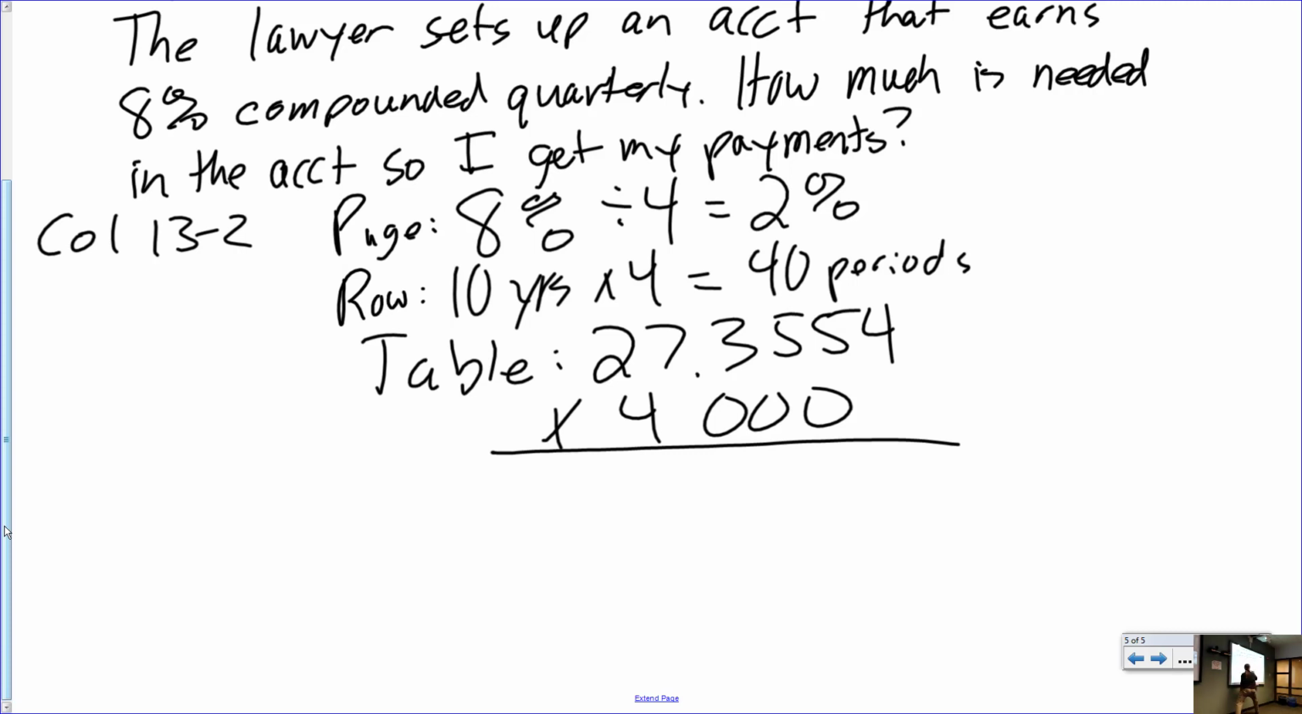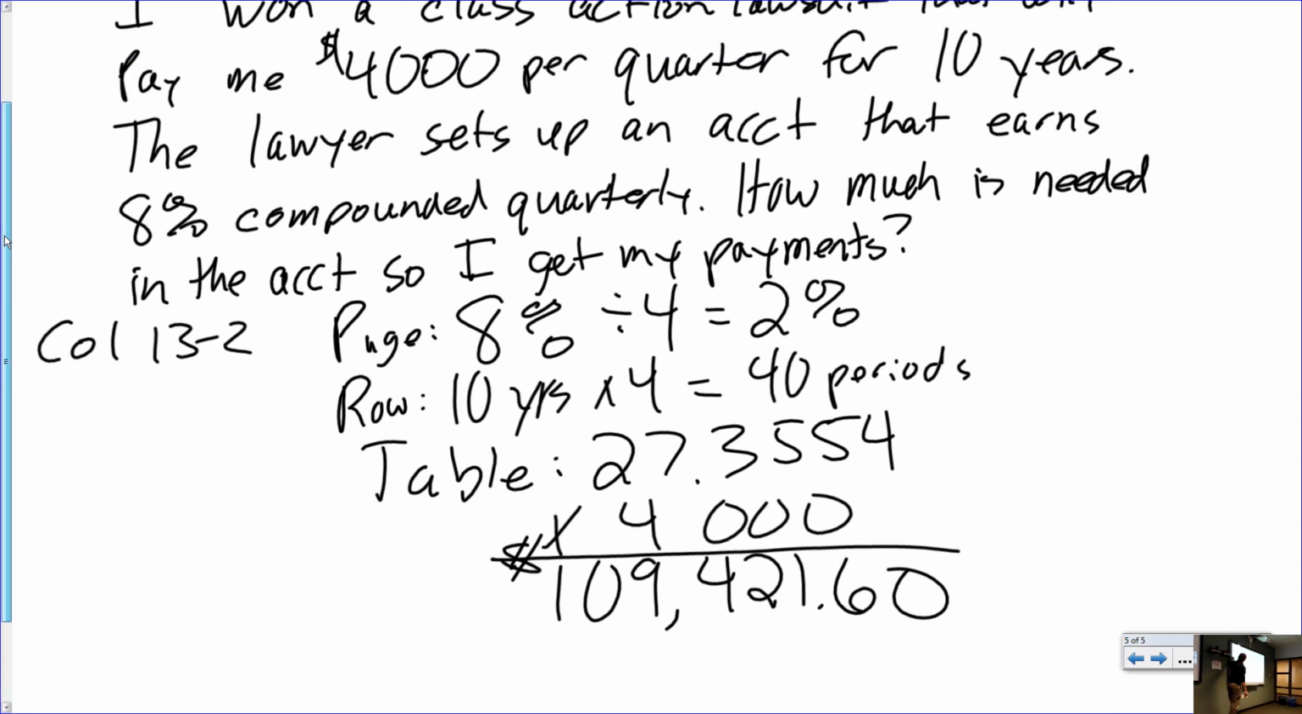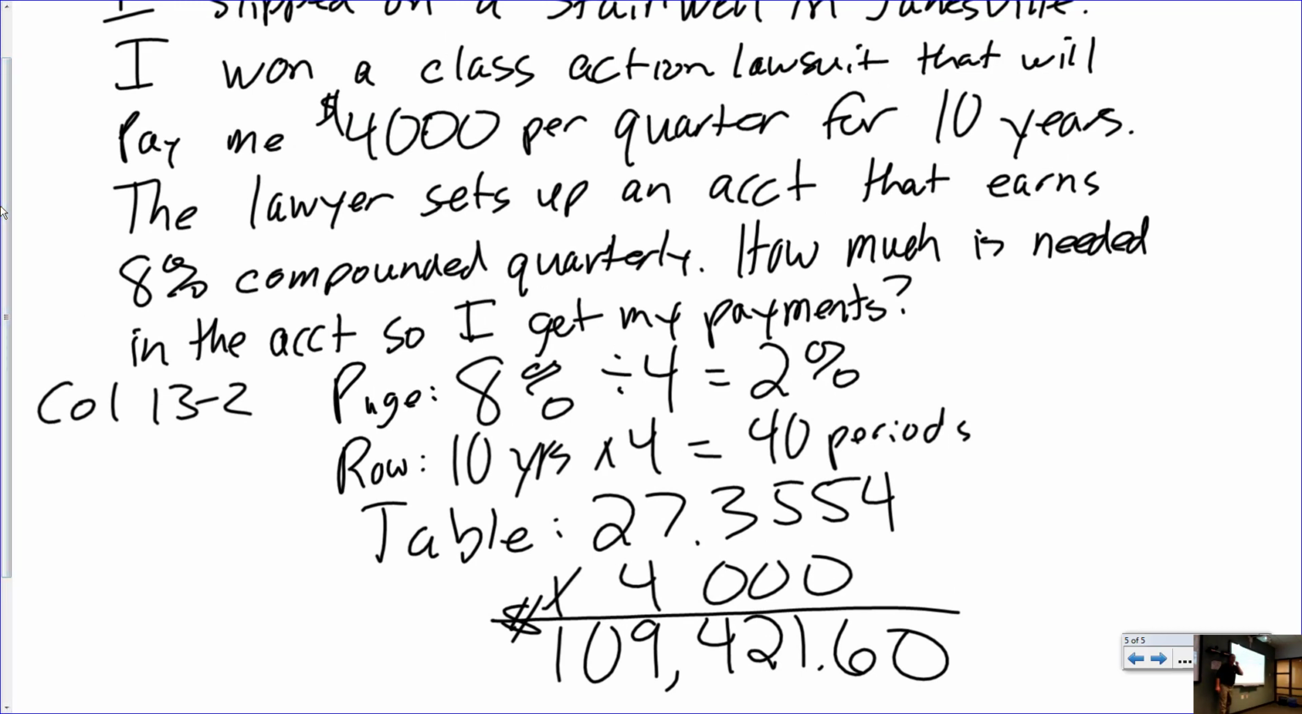All right, how much? Oh, that's right. That's 10,900. Wait, no, I screwed that up. I am drunk today. $109,421.50. I keep getting these little eraser things on my calculator, and it's blocking my decimals. Okay, no problem. You just move the decimal point 1 over. So in other words, the account needs to have $109,421.60 so that I can take out that money every quarter.